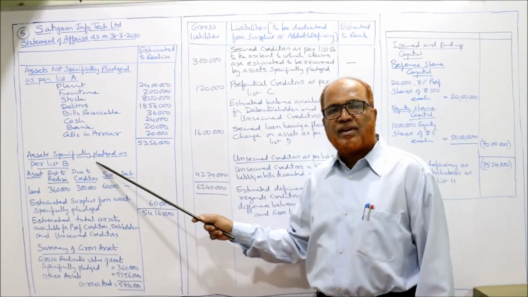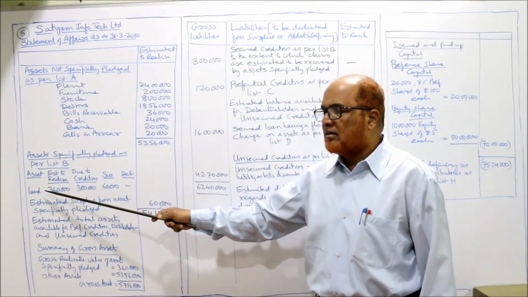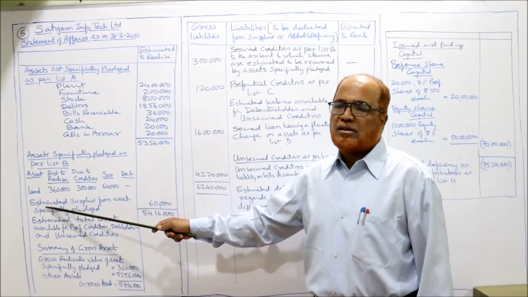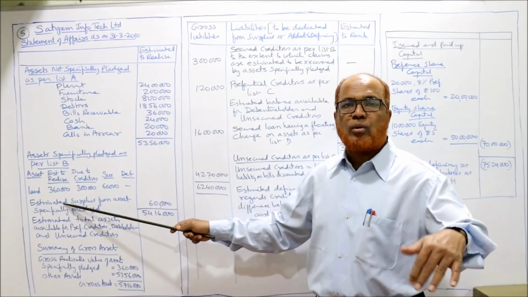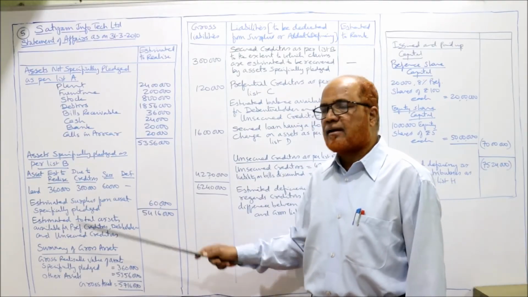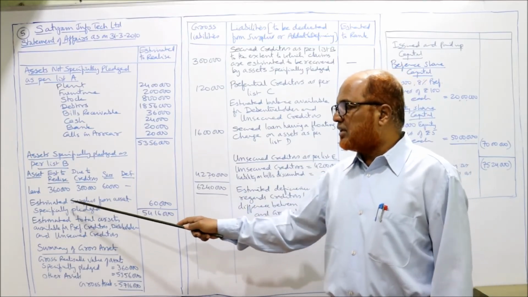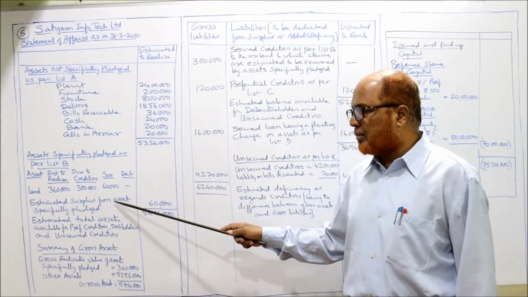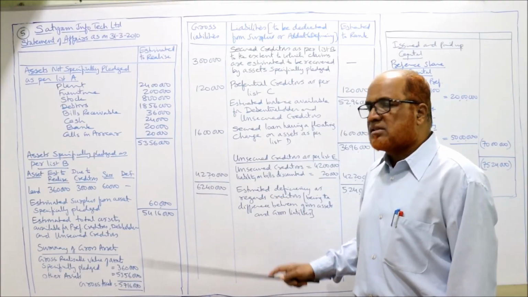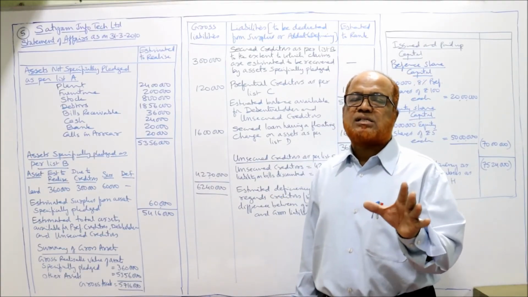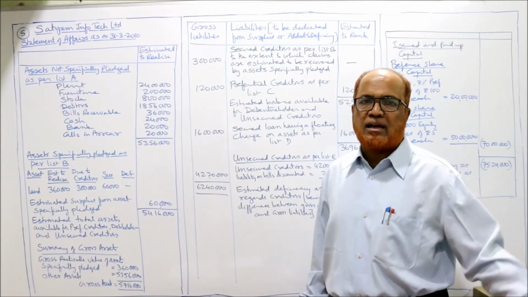Now assets specifically pledged as per list B. Only one asset is there, that is land. Land is pledged. So the estimated realizable value of land is 3,60,000 and the amount due to creditors is 3 lakh. So 60,000 rupees we are going to get as surplus. Estimated surplus from fully secured creditor from assets specifically pledged is 60,000. Now add up. 54,16,000 is the total assets available for making the payment to preferential creditors, debenture holders and unsecured creditors.